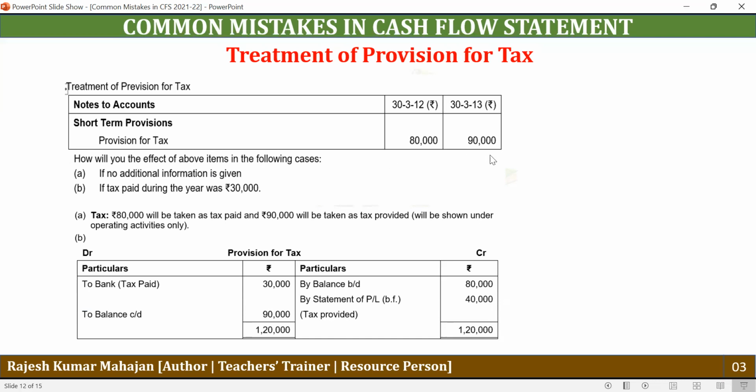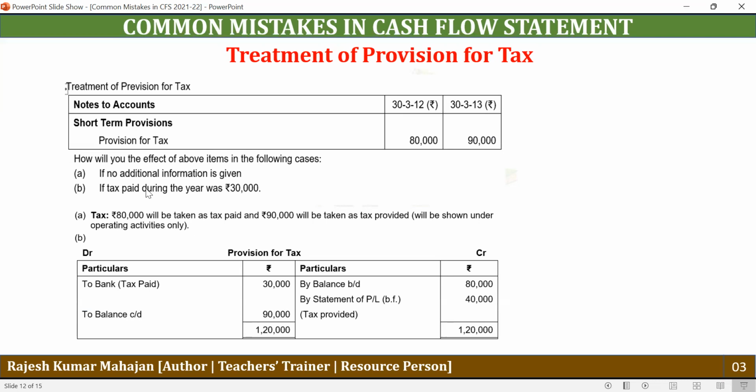The tax which has been provided in the previous year shall be paid in the current year, and the tax which has been provided in the current year shall be paid in the next year. So the provision for tax which belongs to the previous year will be deducted from the cash generated from operating activities. And the tax provided for the current year, 90,000, will be added to the net profit before tax. So I hope this must be clear to you, and the statement is also written before you.